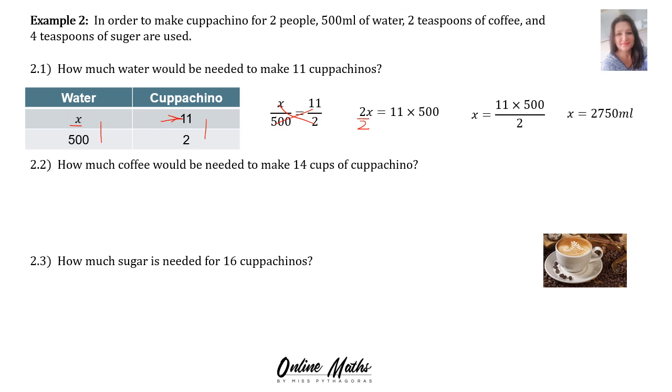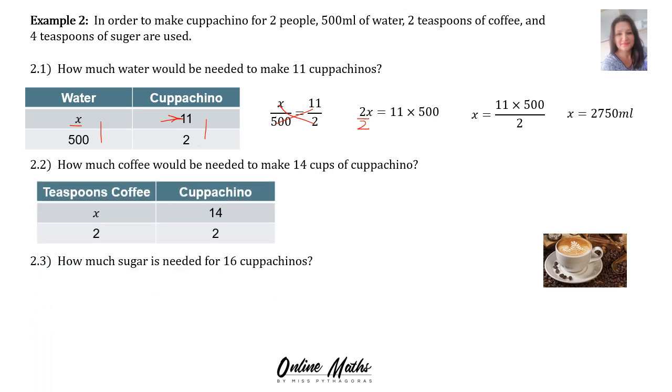2.2. How much coffee would be needed to make 14 cups of cappuccino? Again, make a table for yourself. Now we are looking at teaspoons and cappuccino. So x and 2, and then x is for 14 cappuccinos and 2 teaspoons for 2 cappuccinos. And again you put x over 2 and 14 over 2. And then when you cross multiply, you get 2x is 14 times 2, divide away the 2, and you find x is 14 teaspoons.